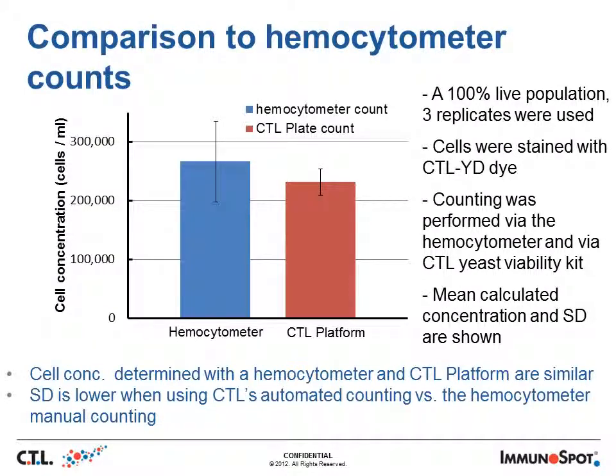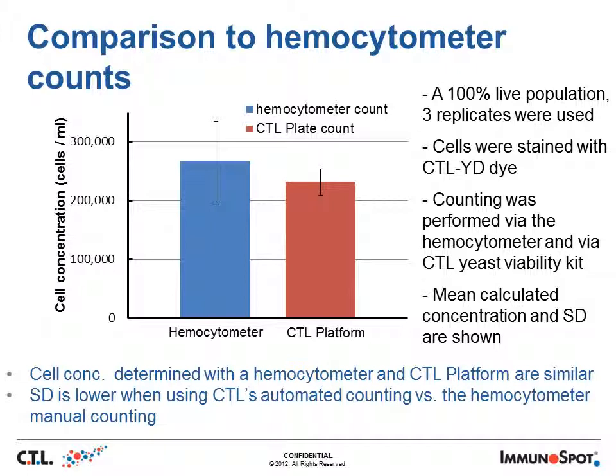We know that no counting assay is truly validated without a comparison to the gold standard. In this case, that is the hemocytometer. So we took 3 replicates of live cells and we stained them with the CTL-YD dye and used a hemocytometer-based counting system to determine the cell counts, and we compared that to our own CTL's automated counting system. As you can see, the cell numbers are very similar to each other. However, the standard deviation with the CTL's counting system is tighter.